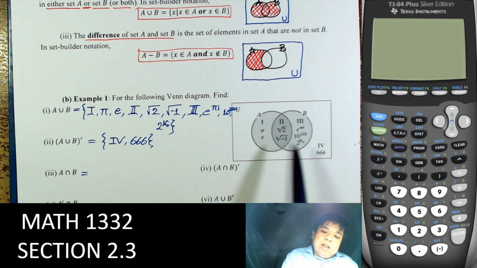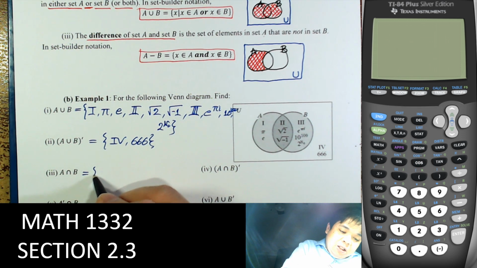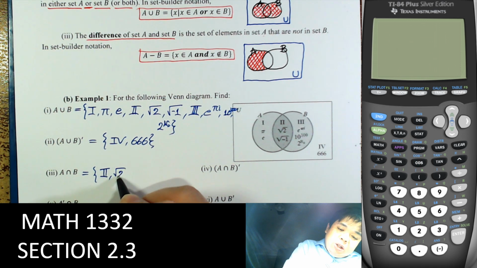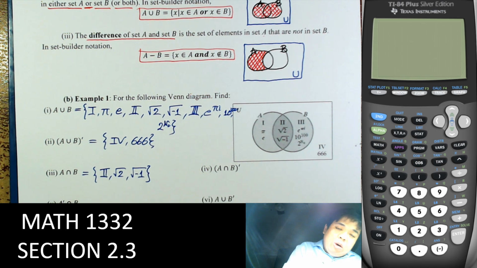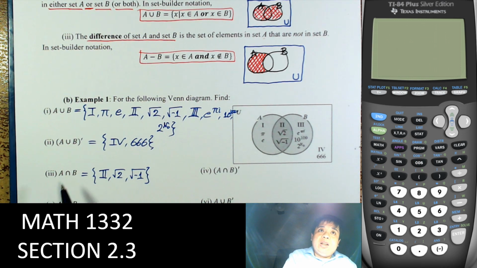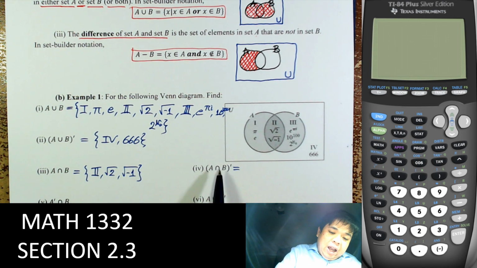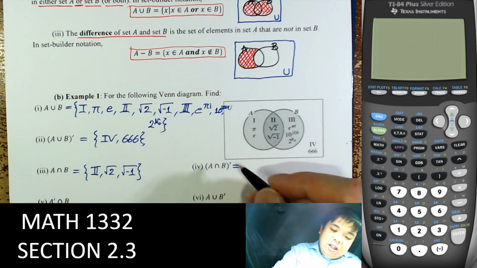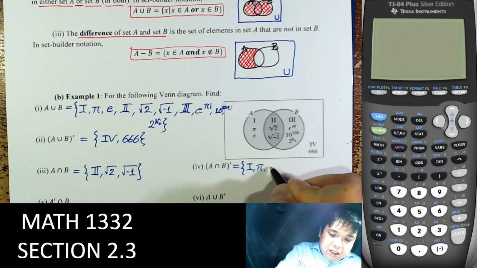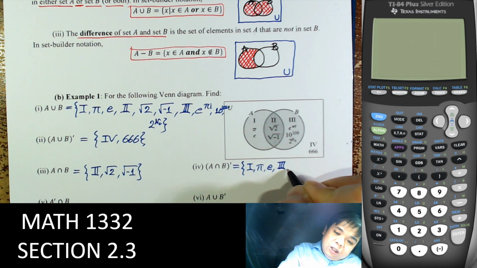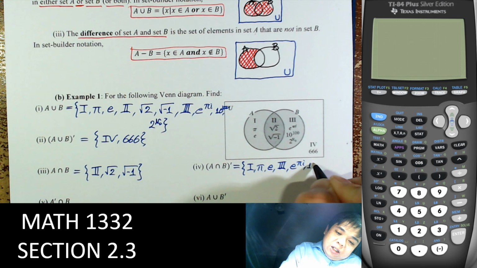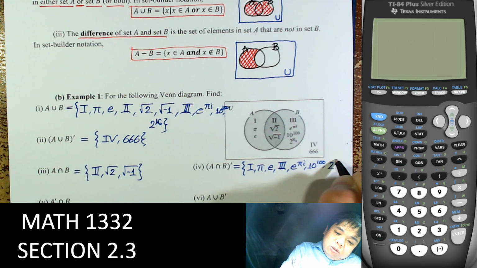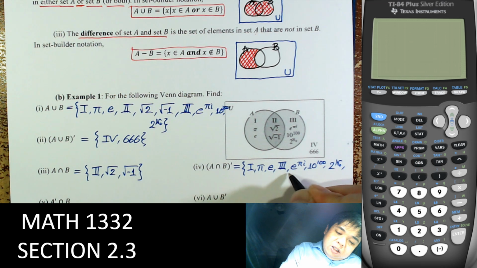Next, intersection of A and B. The intersection of A and B is the overlapping part: the 2, square root of 2, and negative square root of -1. So that is the overlapping of A and B, the intersection. Now, (A intersect B) complement, meaning that is not in this. So we have everything outside of the intersection here: i, pi, e, 3, e to the pi i, 10 to 100, 2 to that, 4 and 666.